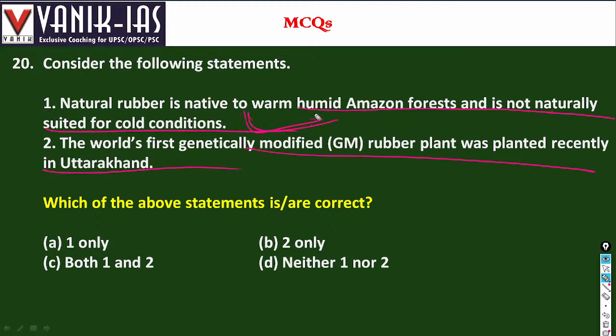First statement is right. Natural rubber is native to warm, humid Amazon forest. It is not naturally suitable for cold regions. And next, the world's first genetically modified rubber plant, GM rubber plant, is established not in Uttarakhand, it's in the northeast, in Guwahati. So second statement is wrong, first is right. So A is the answer.